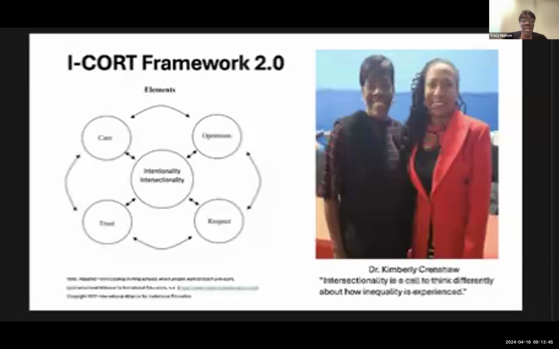And so this is Dr. Kimberly Crenshaw and myself. I had the pleasure of meeting her several times and interacting with her. She actually helped me to bring my voice to the forefront by giving me the language to use when I speak about experiences and the multiple experiences I have as a Black female.